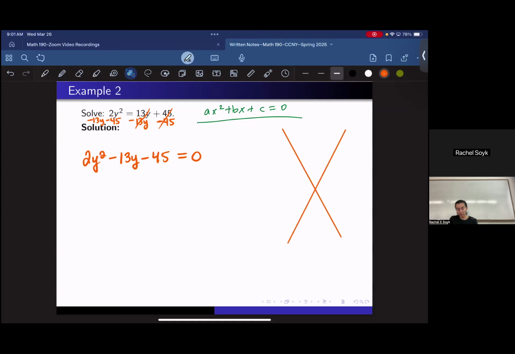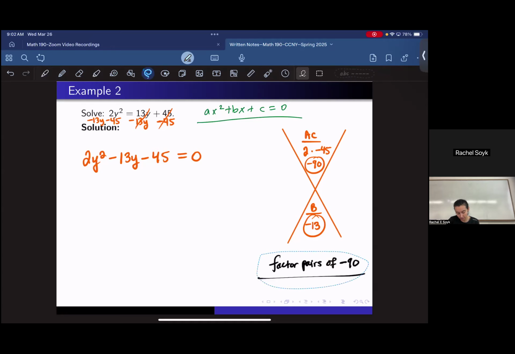Well, 2, that's our a value, which is not 1, so we need to utilize our whole AC method here. Our a is 2. Our c value is negative 45, so the product of that is negative 90. And then our b value is negative 13. So essentially, we're looking at factor pairs of negative 90 that add up to negative 13. Again, let's first start with just positive 90, and then we'll manipulate using negatives in a moment.